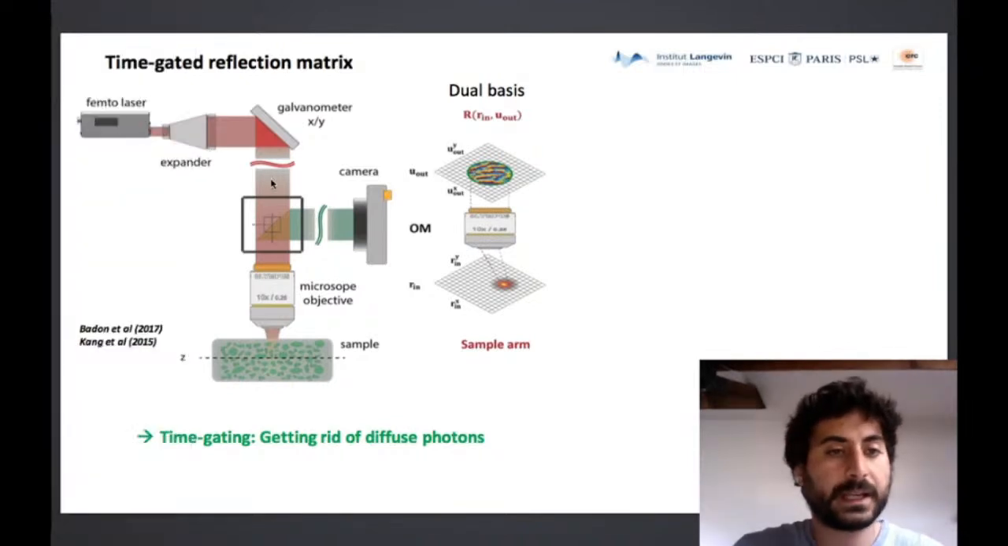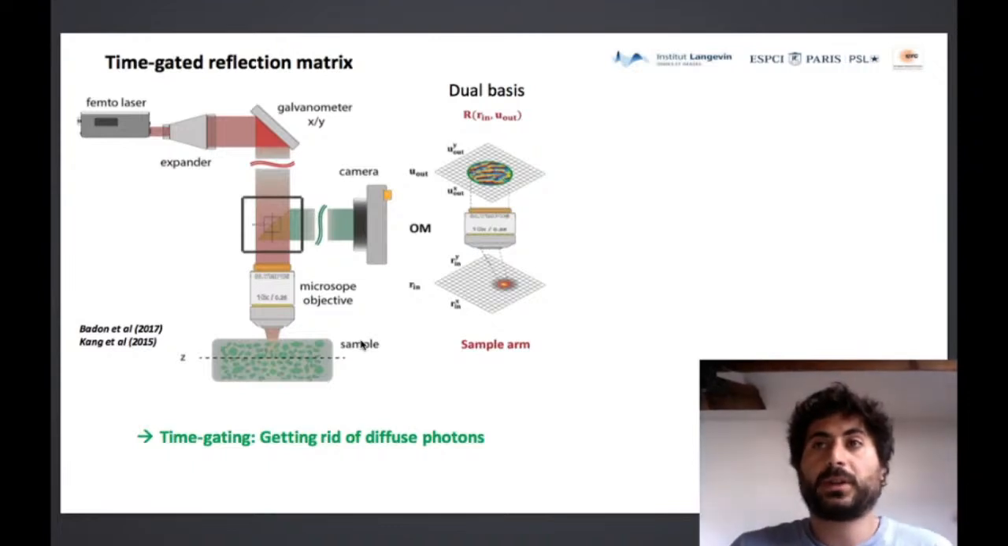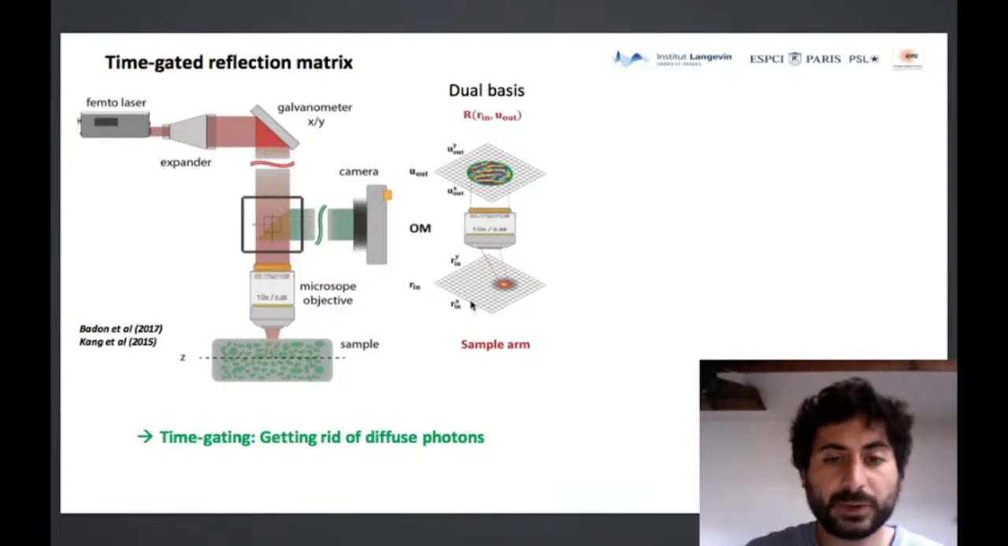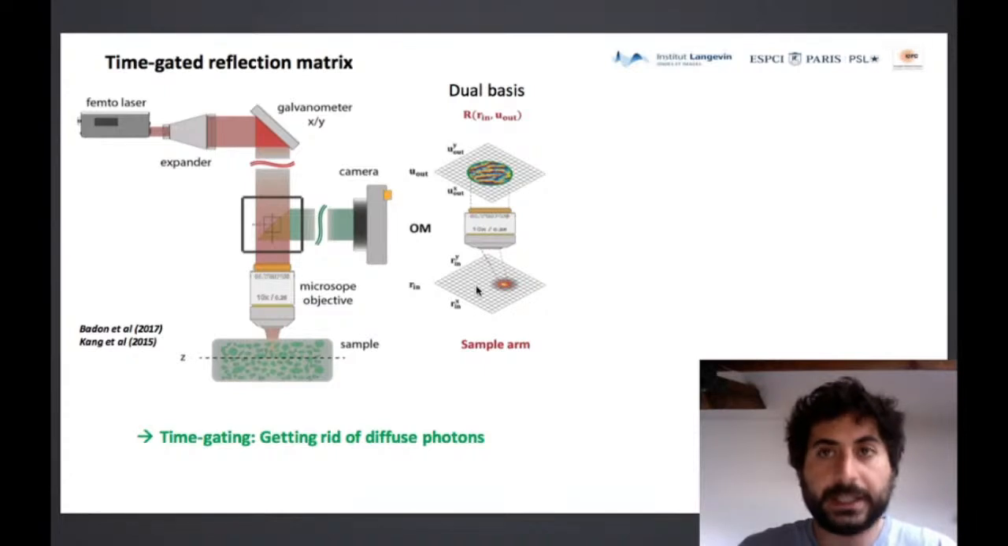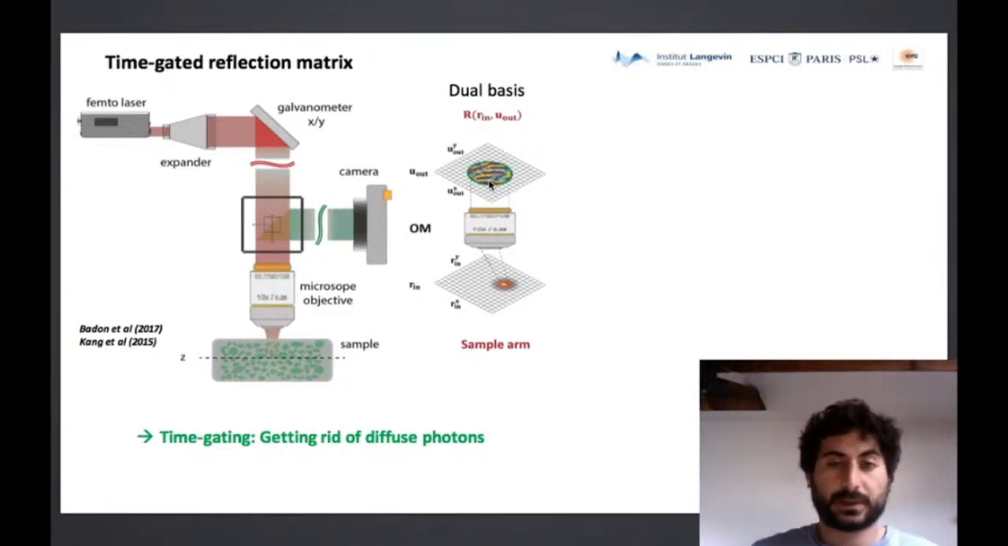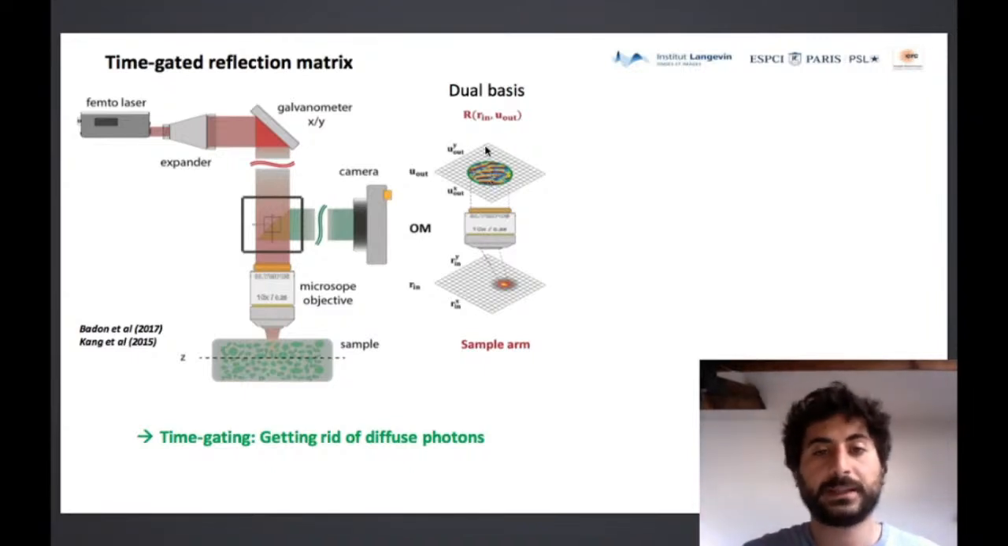So here is the setup to measure a time-gated reflection matrix. A femtosecond laser illuminates the sample, and two galvanometers scan the focal spot. For each focusing point, we record the output backscattered wavefront on the camera. The camera plane is conjugated to the microscope objective pupil plane. And so by scanning the focal plane located by the coordinate r in, all the backscattered wavefronts are stored in the reflection matrix in the dual basis, so focused at the input and pupil plane at the output.